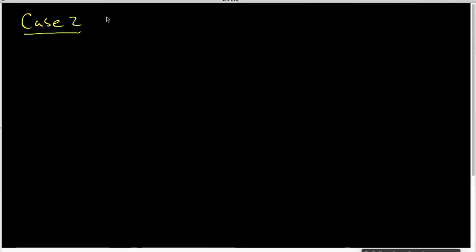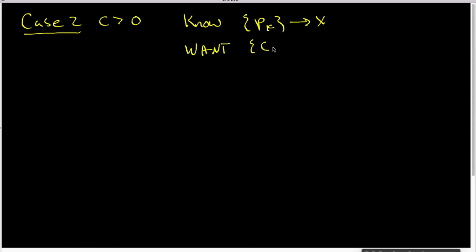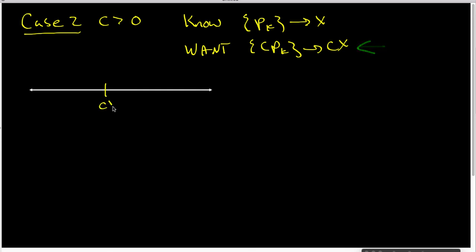And now let's move on to case 2. In case 2, we've got c is bigger than 0. And I want to keep track of what we know and what we're trying to show. We know that the sequence of p_k converges to x. We want the sequence of c times p_k to converge to cx. So I want to think about what that actually means, in other words, what this goal means. So I'm going to draw a number line. Well, we're going to put cx here.